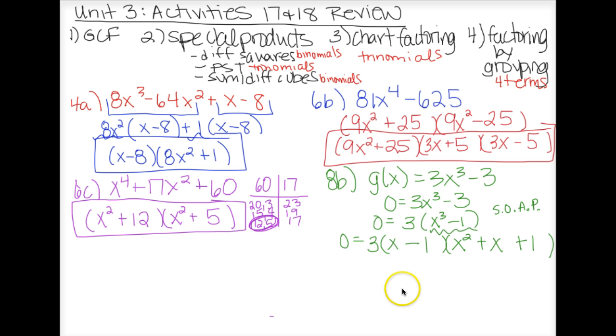So that means I should be ready to solve for x. I can use my zero product property, which tells me to set each of the factors equal to 0. The 3 isn't a factor because it doesn't have a variable. So just these two. So I do x minus 1 equals 0. And x squared plus x plus 1 equals 0. So this one is very easy to solve for x. I just add the 1. I get x equals 1. This one, however, I already know that it's not factorable.